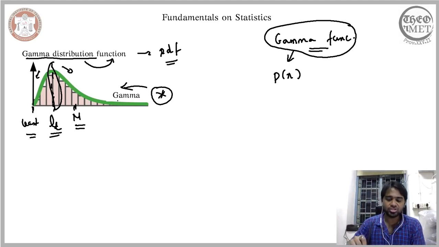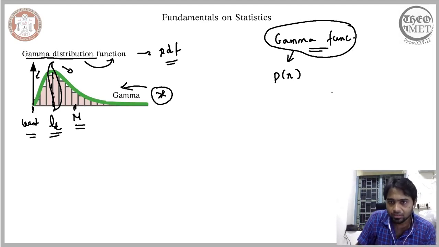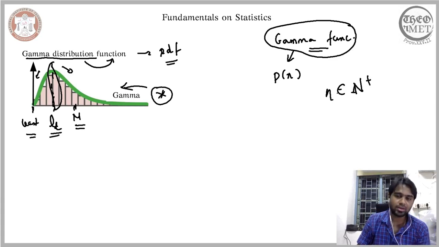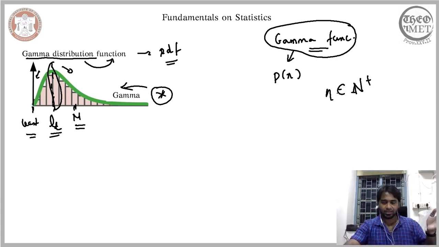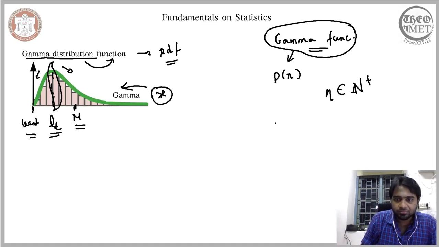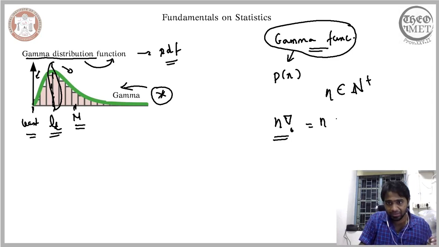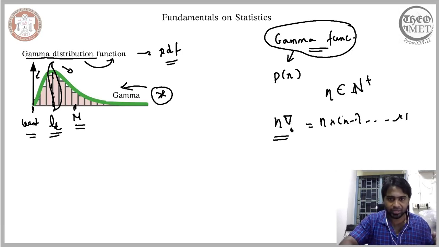Now, the gamma function essentially captures what we refer to as the factorial. Supposing you have a value, say n, that is a part of the natural numbers, a positive natural number. So you are considering a value n that is part of the natural numbers 1, 2, 3, 4 and so on. Then n factorial is calculated as the product of n, n minus 1, and so on.